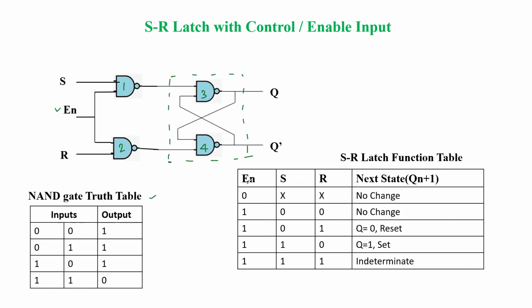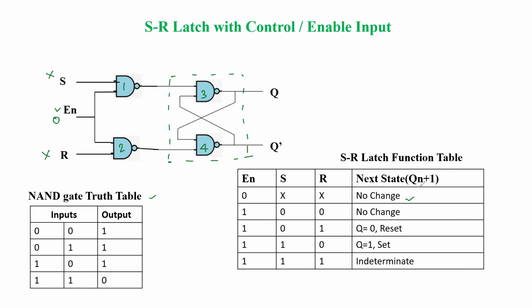Now if you see, when initially enable is 0, then NAND gates 1 and 2 are not going to take any input. They are not going to accept any inputs from S and R. What is the condition? When enable is 0, it is not going to accept any input from S and R. So there will be no change. The device will remain in the same state as the previous state.